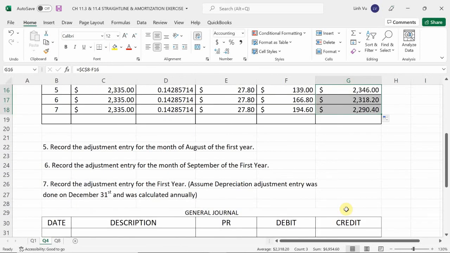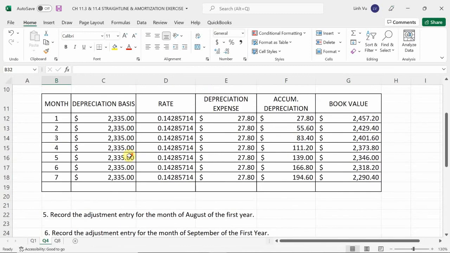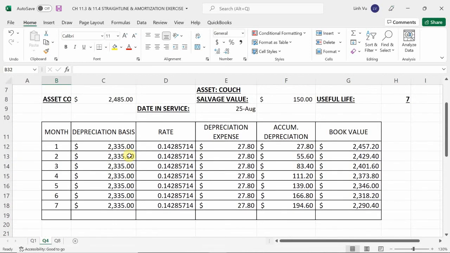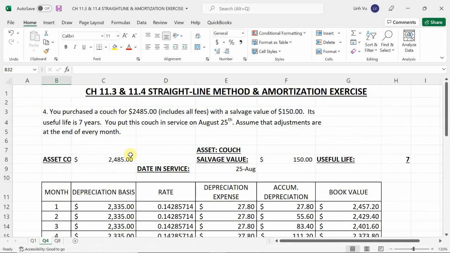Number 5, record the adjustment entry for the month of August, for the first year. Okay, so in August, for the first year, depreciation. Let's look at this again for the month of August.